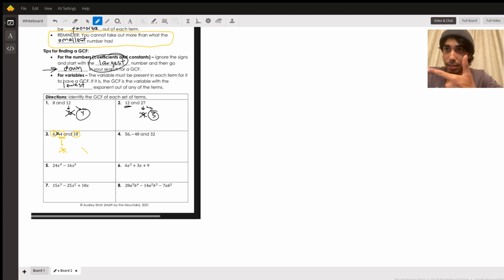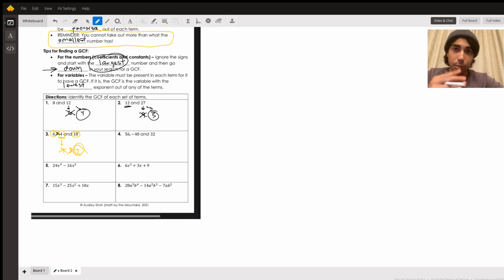3 goes into 18 six times, but 3 does not go into 4. So 3 doesn't work either. Next number you're going to try is 2. Well, 2 goes into 4, 2 goes into 6, and 2 goes into 18. So there's your answer. 2 is the greatest common factor right there.